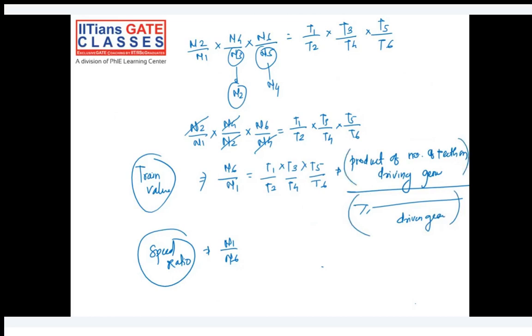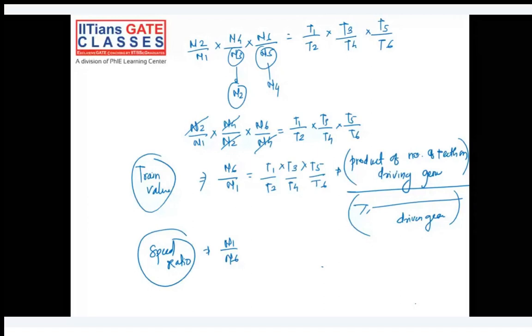So here you cannot say that intermediate gears don't have any role. They do have some role in deciding the train value and the speed ratio. Because the number of teeth on the first gear and last gear is important, but also the number of teeth on all intermediate gears is important, because you can clearly see T2, T3, T4, T5 are part of the train value and the gear ratio. Okay, can I proceed to the next slide?